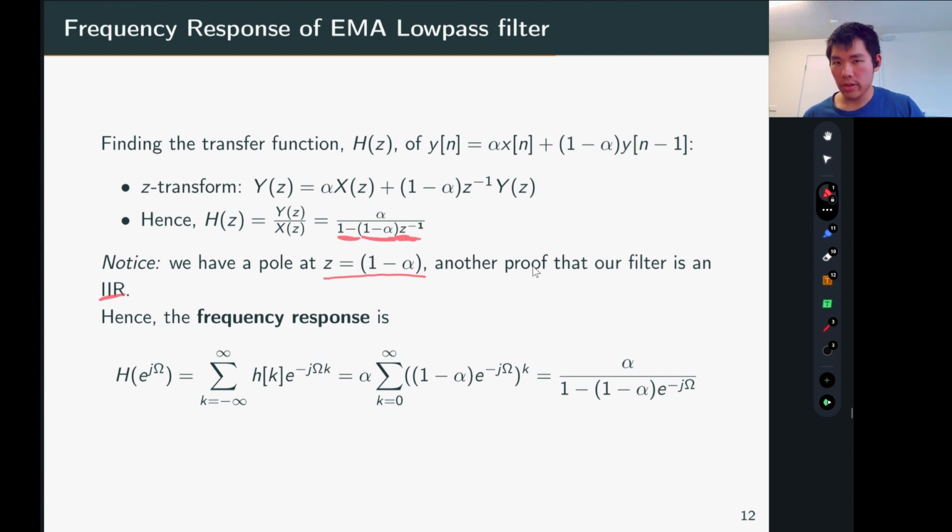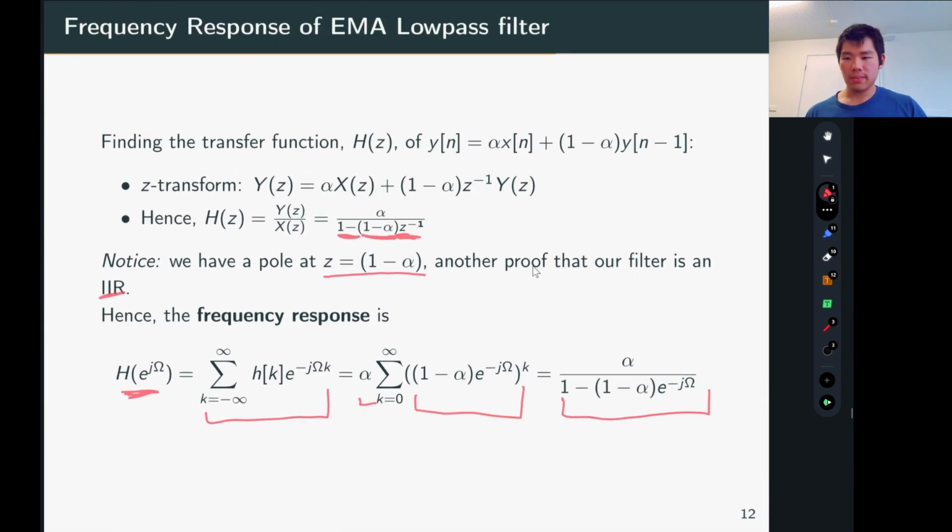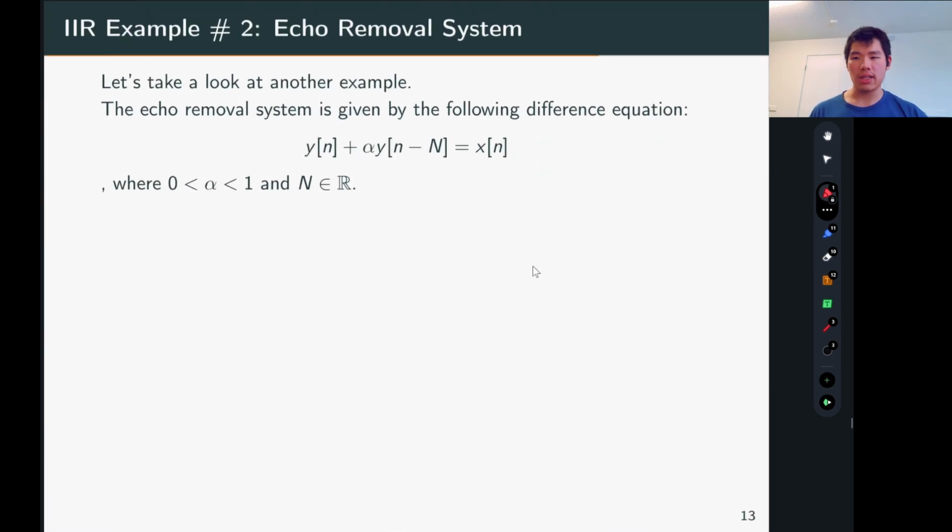So the frequency response is this. This is the same formula as last time, and then alpha times whatever is inside of this, and this is a sum of an infinite geometric series, and this is the final formula. Yeah, so that's the EMA lowpass filter.